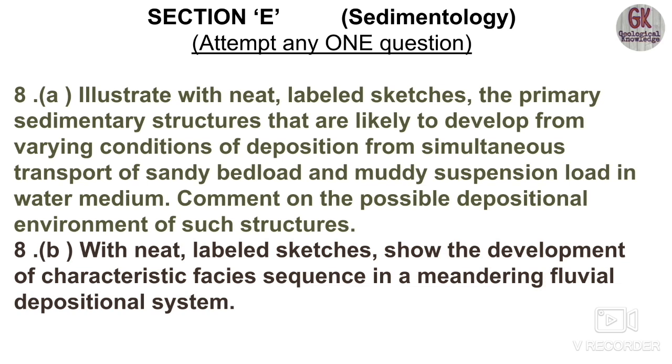8b is with neat labeled sketches, you have to show the development of characteristic phases sequence in a meandering fluvial depositional system. Okay, so what are the phases which are developed in a meandering fluvial system, that you have to discuss.